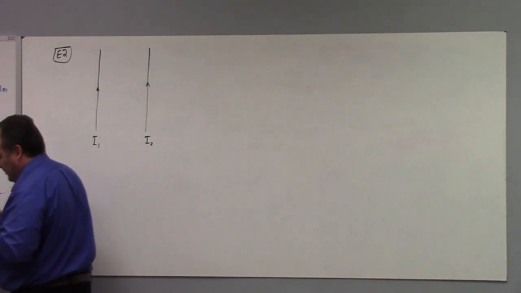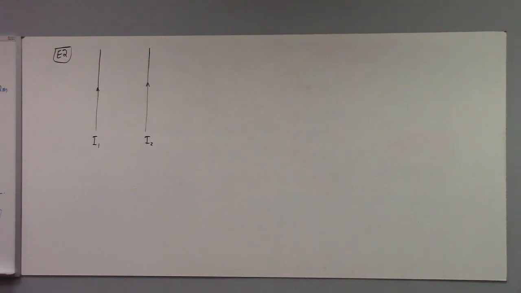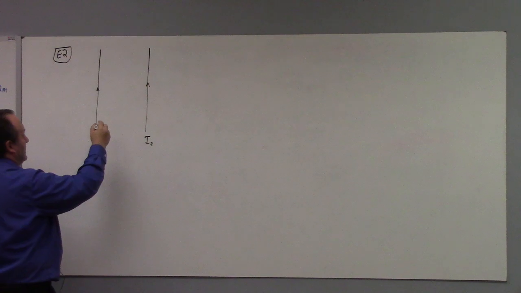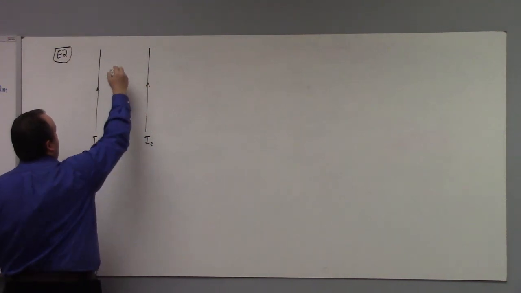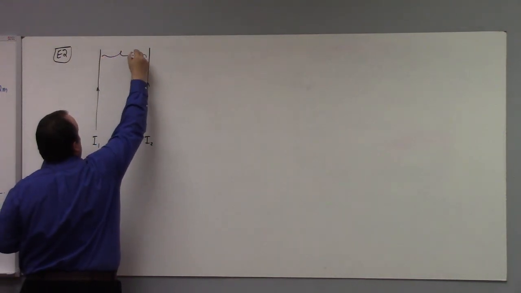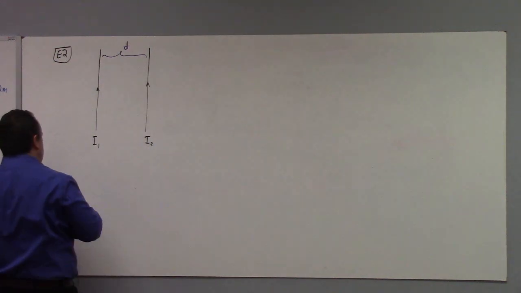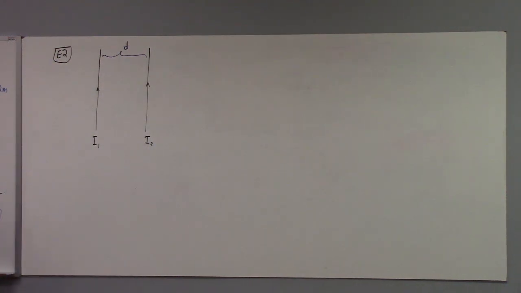I'm going to take a break from numbers here and just do things symbolically for a bit. We can have the distance between these two be D, distance D apart. And then I can calculate the force per unit length of the magnetic force on the one wire due to the magnetic field created by the other wire. Do you see what I'm saying?